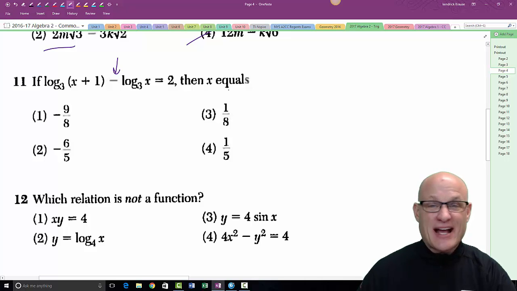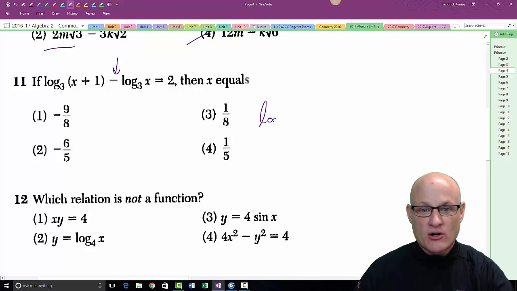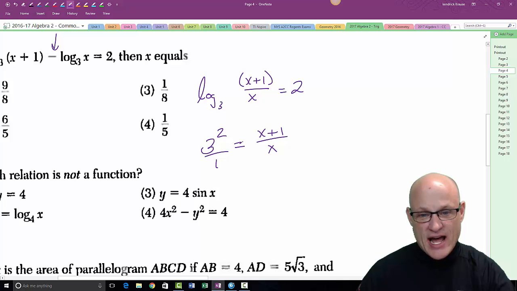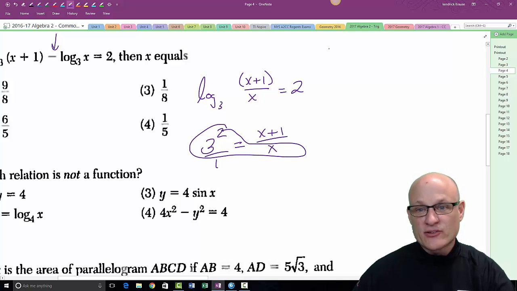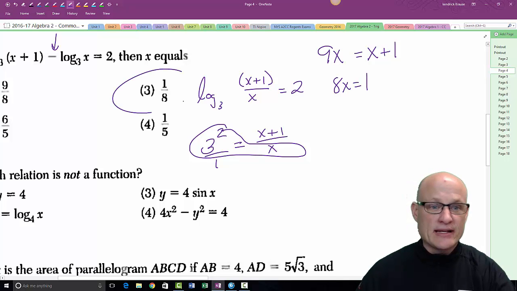You'll remember if we have subtraction, when you combine those, they combine using division. So this becomes log base 3 of x plus 1 over x equals 2. Now we'll go through that change of base. So we'll do 3 squared is equal to x plus 1 over x. Make this over 1. We'll cross multiply. This is 9. So 9 times x is 9x equals x plus 1. Subtract the x. I get 8x equals 1. Divide by 8, and I get 1/8.